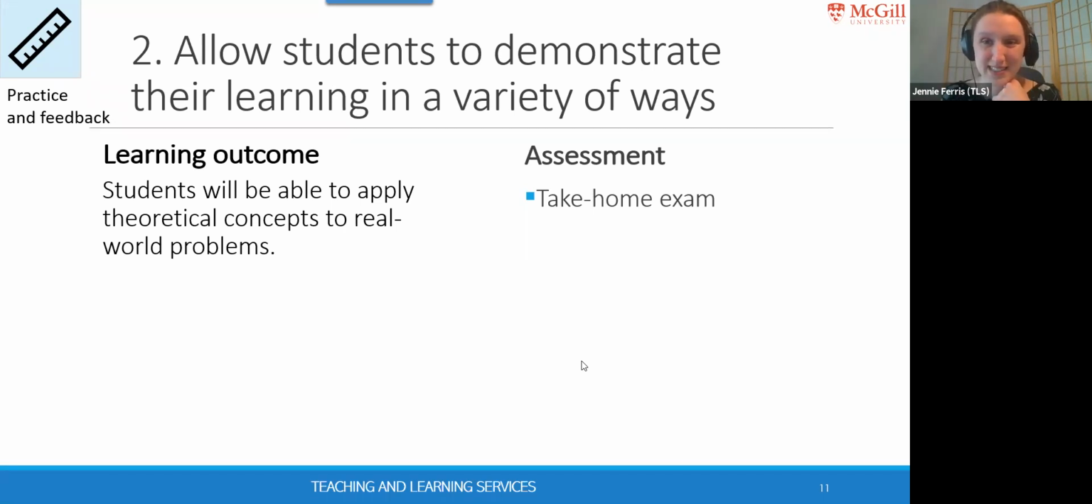Group project, student presentations, or student teaching as well, right? So who are students demonstrating their knowledge to, and how? Group report or manuscript. Great, thank you.